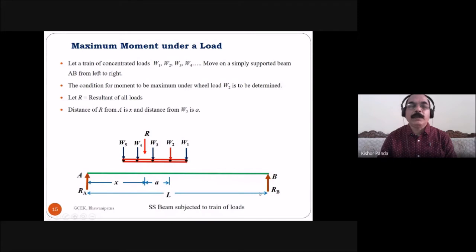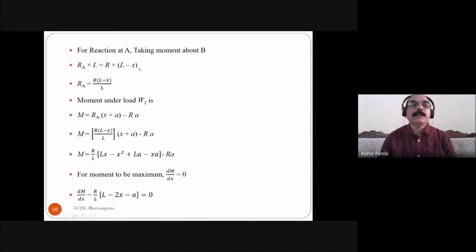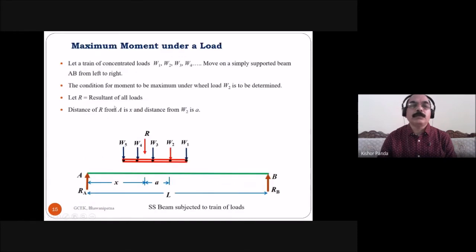RA into L is equal to R into L minus X. The total length of the beam is L and this is X, so this distance is L minus X. So RA into L is equal to R into L minus X. Then you find the reaction at A: RA is equal to R into L minus X by L. Then find out the moment under the load W2.